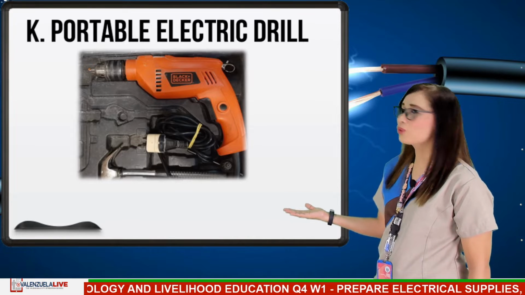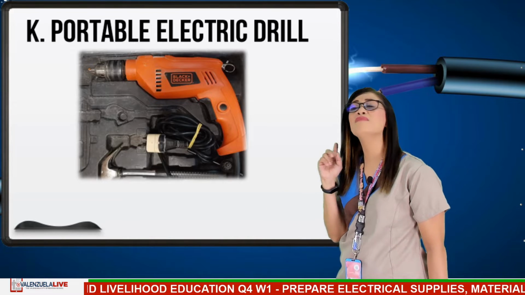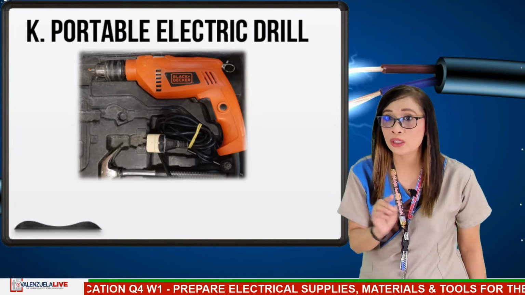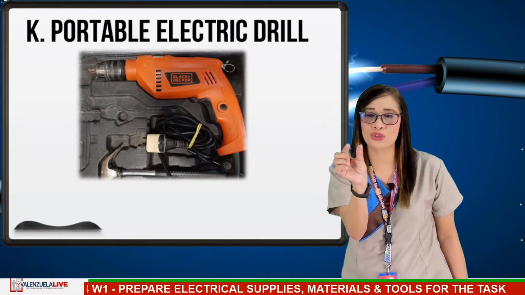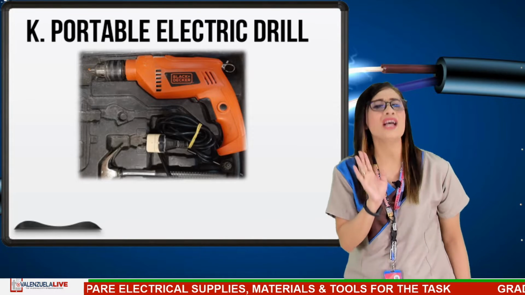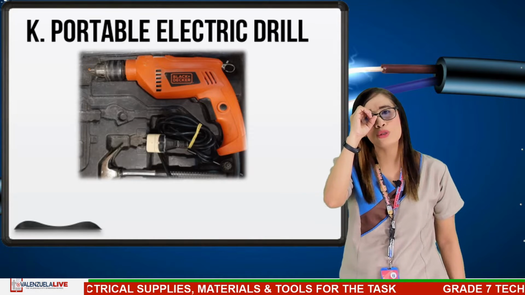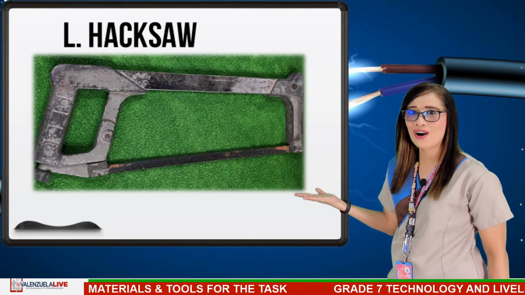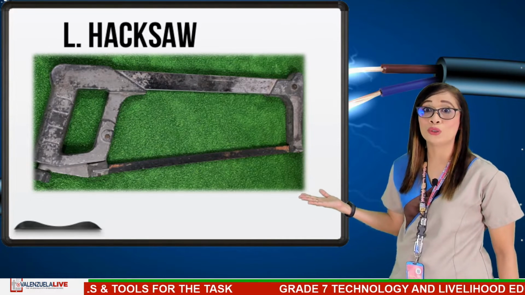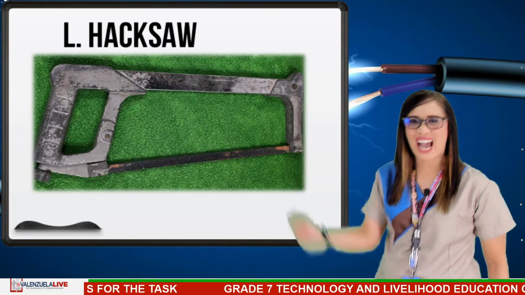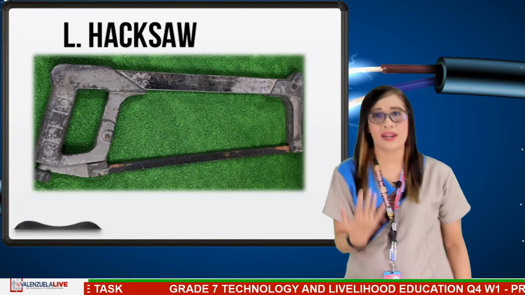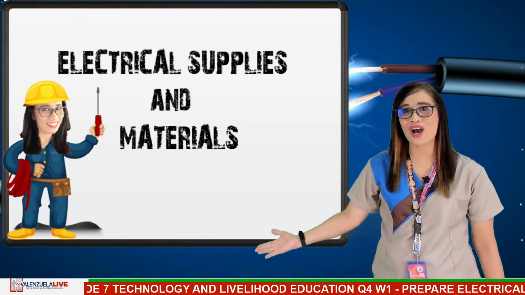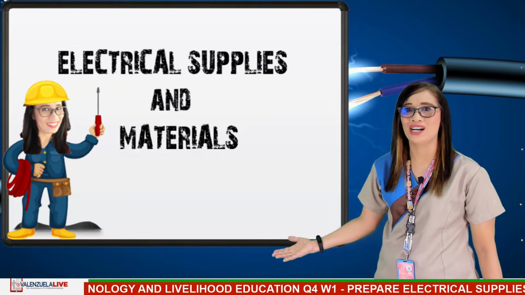Portable electric drill. This is a small drilling machine with a chuck capacity of 1/4 to 3/4 inch and is used in making holes on metal sheets and concrete walls. So these tools are used to cut metal conduits and armored cable. Okay, let's move to electrical supplies and materials.